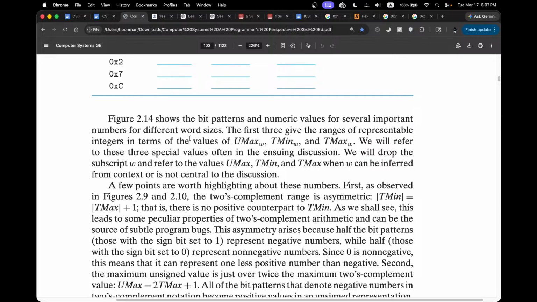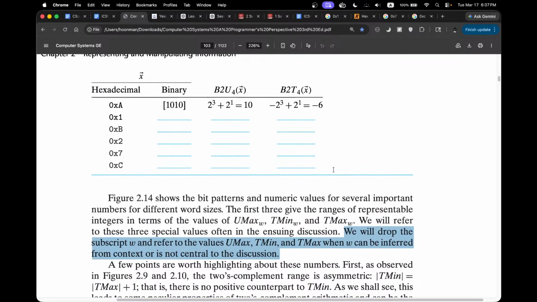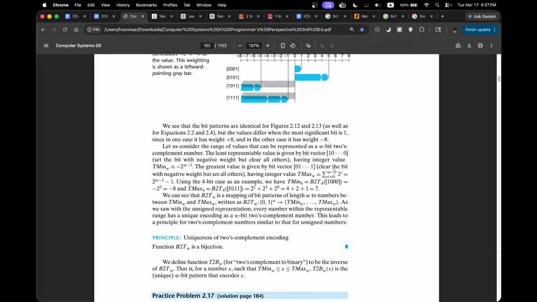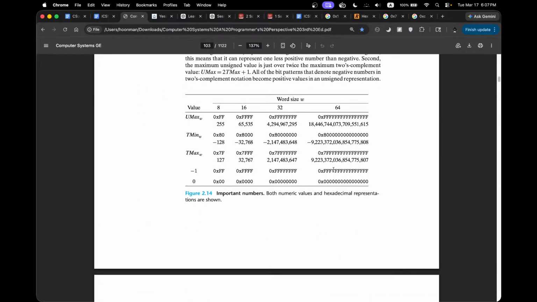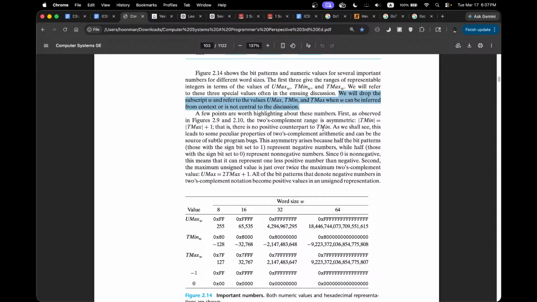Given the three ranges of representable numbers, Umax, Tmin, and Tmax, we will refer to these three special values often in the ensuing discussion. 2.14. Where is that? Oh. Unsigned max. This is 2's complement max, min, which is 128.